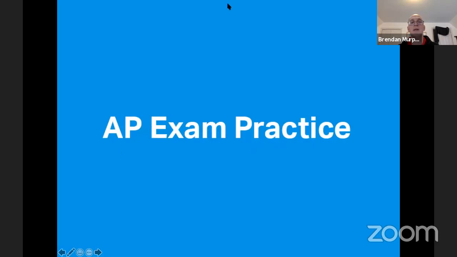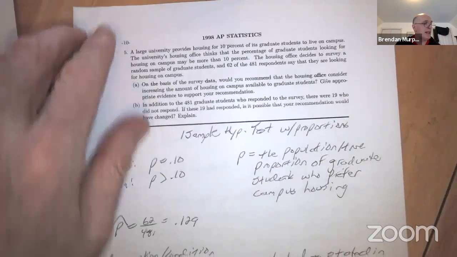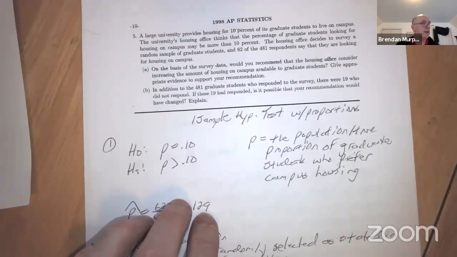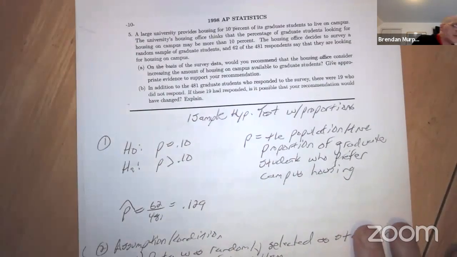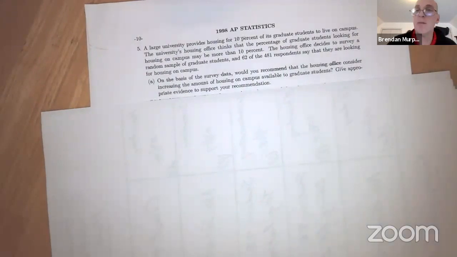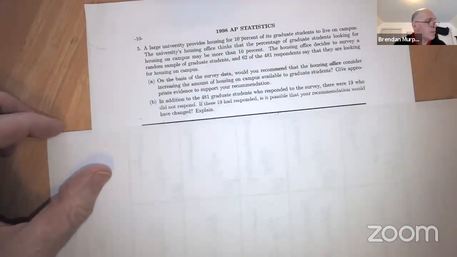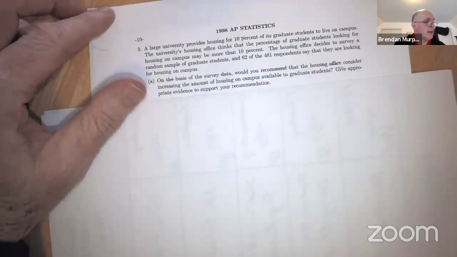I found a couple of free responses that we can take a look at. The first one's an oldie, but it's a goodie. This is from 1998, which was our second year in business. It was the second year of the AP Stats exam. I think I'm only going to do part A here. Part B we'll talk about real quick, but I wanted to do a one-sample test.